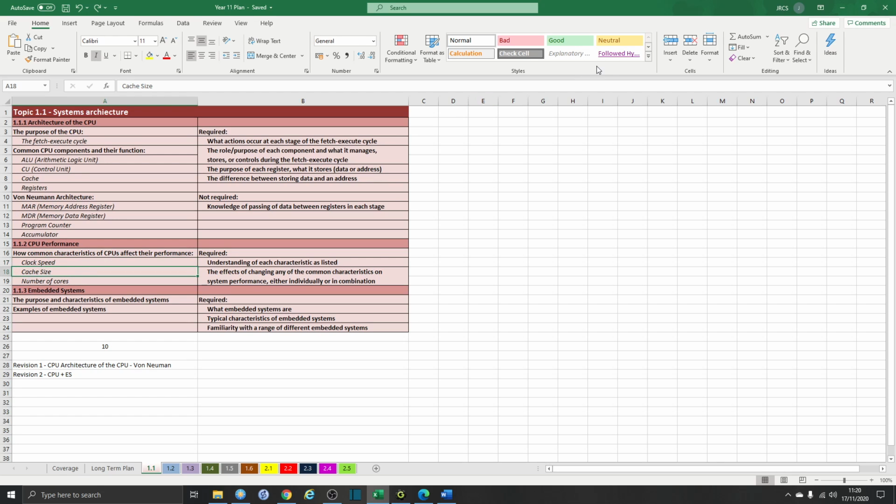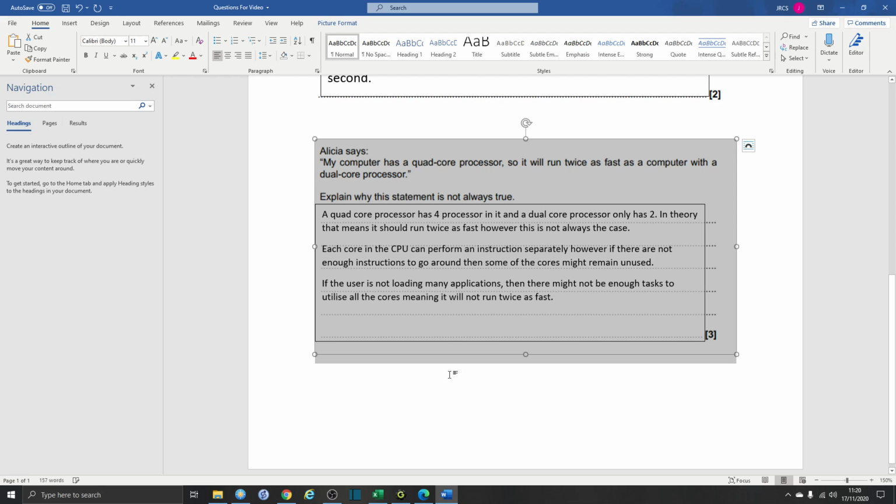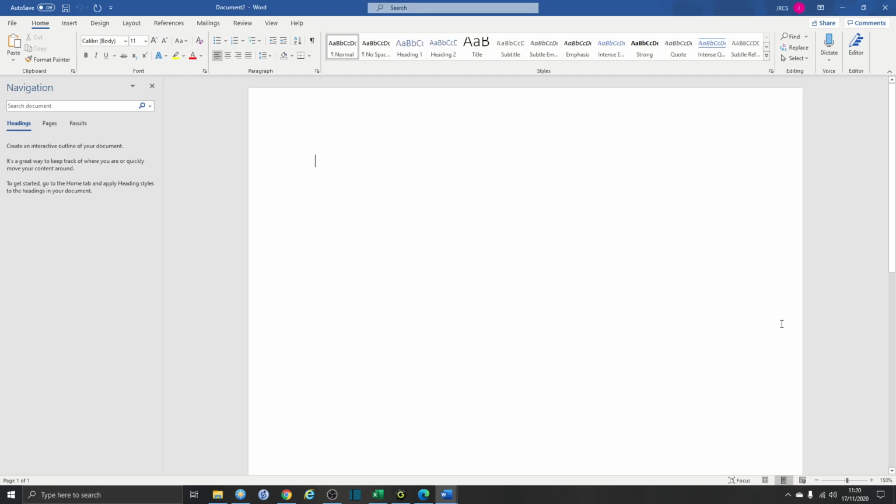Another common one, I'll just do that one myself. I'll make a new one, which is cache. They talk about: explain why increasing cache size might increase the CPU's performance. And this could be, say, 3 marks. It could be 3, it could be 2, whatever.